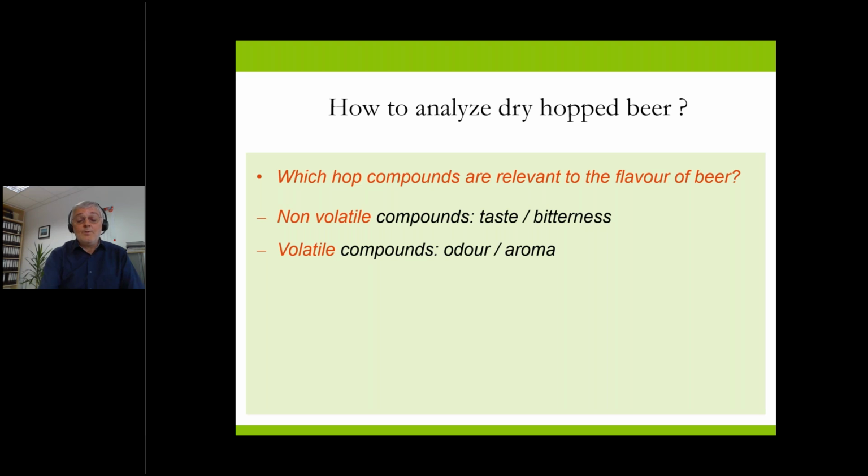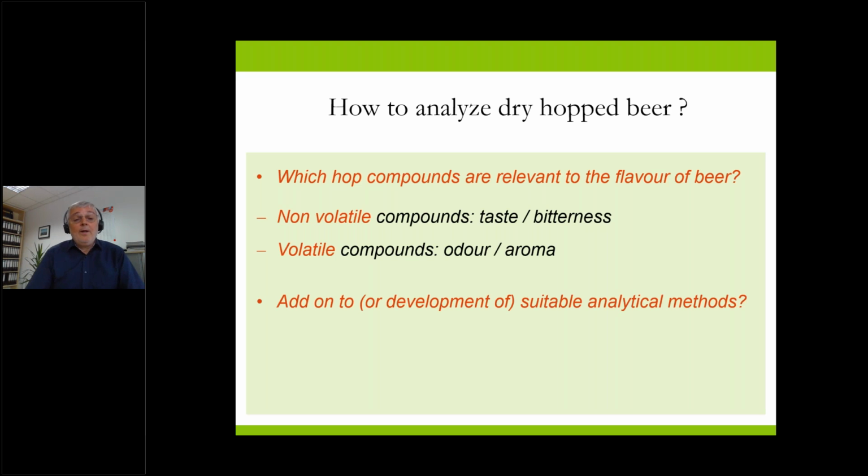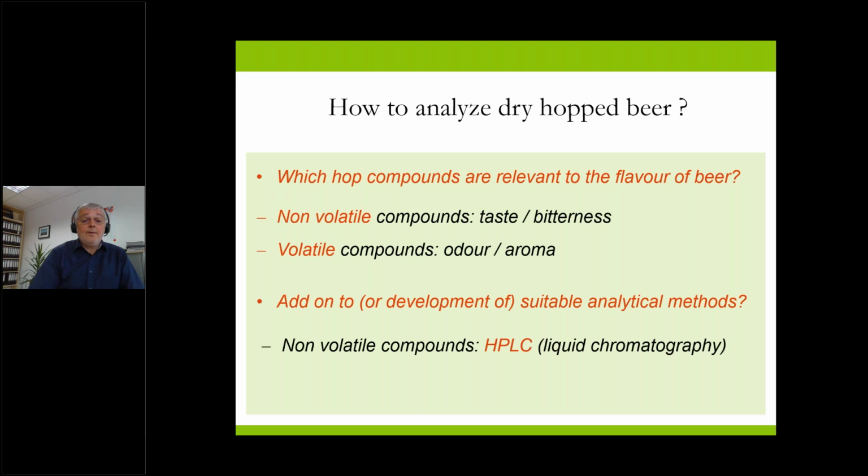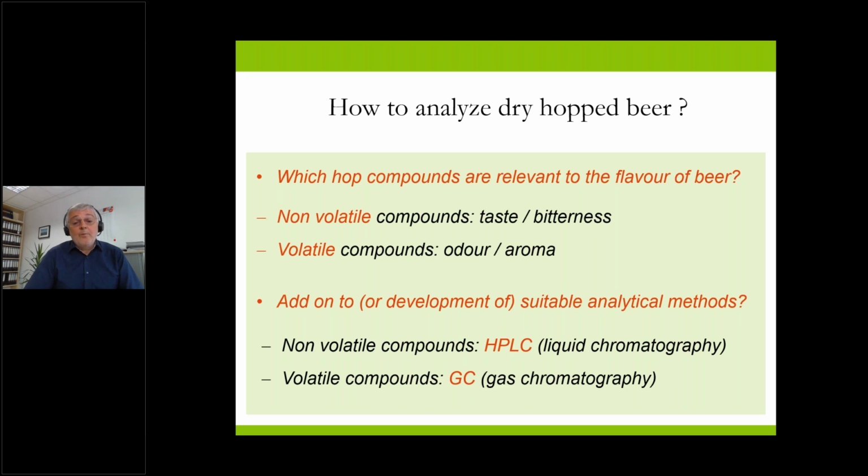As soon as we know which parameters to analyze, we have the question, is it possible to add these parameters to existing suitable analytical methods, or is it necessary to develop new methods? I think what we all know is that the non-volatile compounds are usually analyzed by high performance liquid chromatography, and the volatile compounds are usually analyzed by gas chromatography.